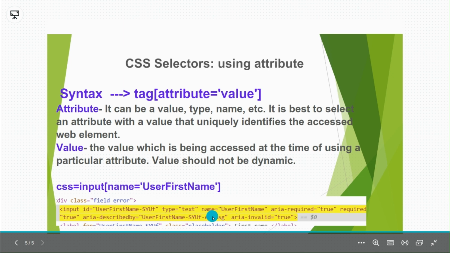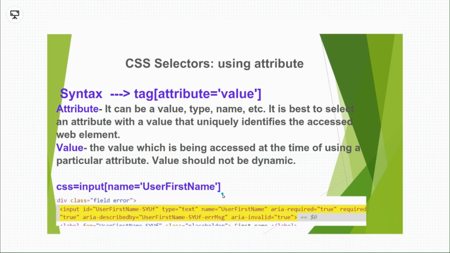Then we can make use of name. Right? So if we use this element, what would be our syntax with this name attribute? The tag name is input, so we will mention input here, square bracket, attribute. We are choosing name as the attribute, and then the value of the name. So this would be our syntax. Let's see this on a web page.